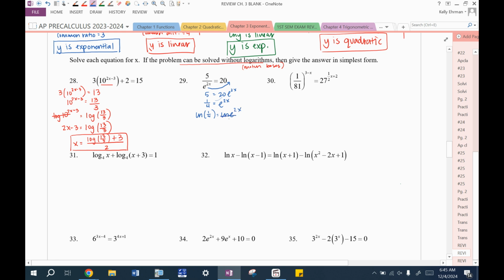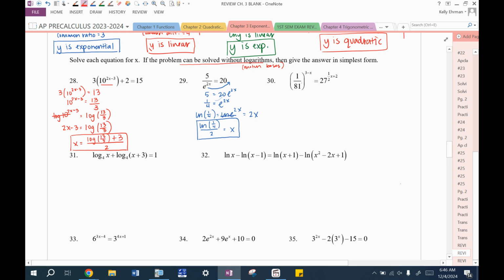So the natural log and the base e cancels out, so that's just 2x. And then to solve for x, I'll divide by 2. So the natural log of 1/4 divided by 2 equals x. If you have an answer of the natural log of 4 divided by negative 2, that's equivalent because we can work on condensing and using logarithm properties to get our answers to match.